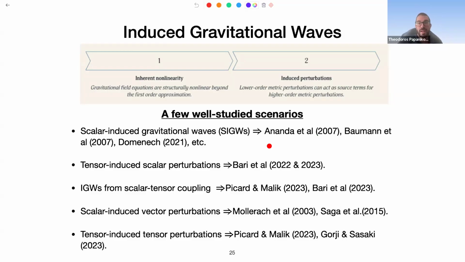Here I mention some indicative literature regarding research on the induced gravitational wave field. We see here some first works by Ananda and Baumann in 2007 on scalar-induced gravitational waves. We also have some recent works on tensor-induced scalar perturbations. We have induced gravitational waves from scalar-tensor mixing. We have also vector perturbations induced by scalars, and also tensor-induced tensor perturbations. So as you can see, the field of induced gravitational waves has been very hot during recent years, especially after the discovery of gravitational waves.